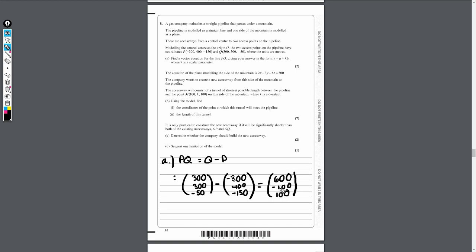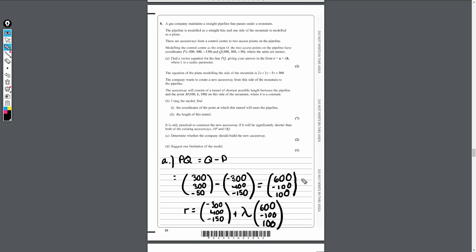We've got this now. Now we just need to put it into this form here, r equals a plus lambda b. Remember, this is my direction vector here. So r is equal to a, and a can be either P or Q. It's completely up to you, but I'm just going to use P here. So it's going to be minus 300, 400, minus 150, plus lambda lots of 600, minus 100, and 100. So that's part A done for the first 2 marks.